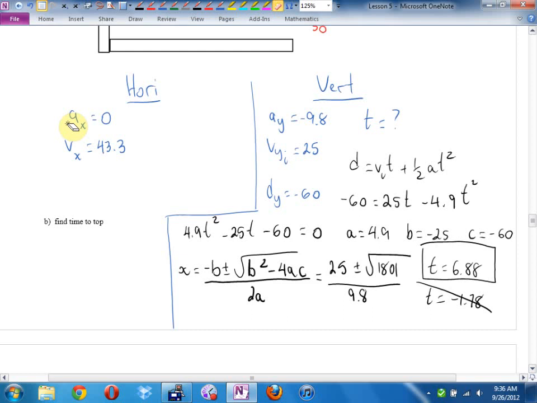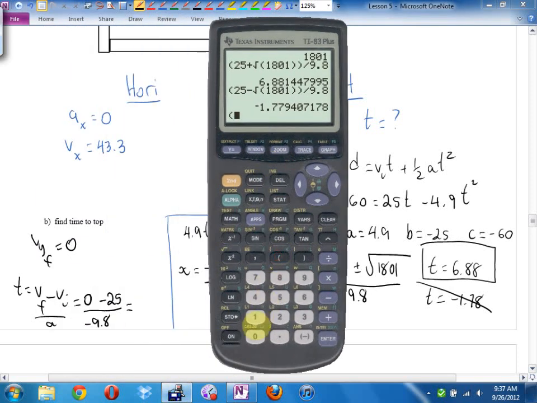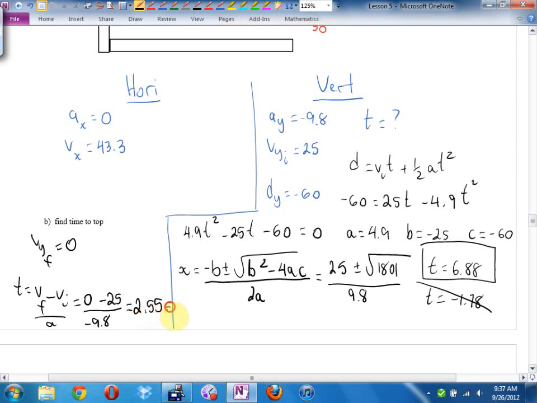B, find time to top. That's easier, because at the top, I know that vertical final velocity is 0, which means I can go T equals VF minus VI over A. 0 minus, what was my initial vertical? 25 divided by negative 9.8. This is why I said you don't need much room to solve for T over here. Zero minus 25 divided by negative 9.8. 2.55? Anyone else? Yep, people nodding. Seconds.